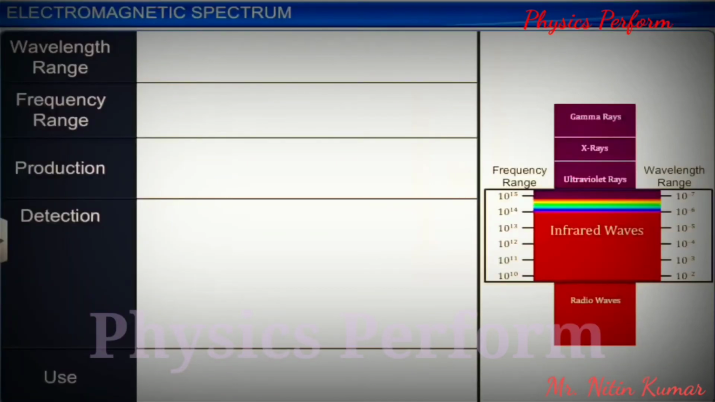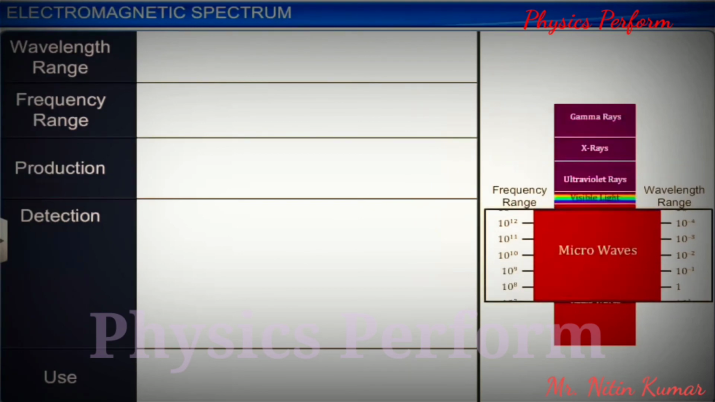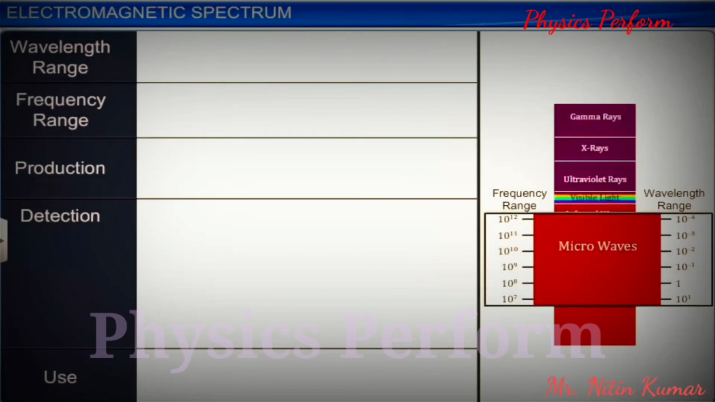Now, let us discuss the next kind of electromagnetic waves, that is, microwaves. The wavelength of microwaves is in the range of about 10⁻³ meters to 10⁻¹ meter. The frequency of microwaves is in the range of 10¹² Hz to 10⁸ Hz.